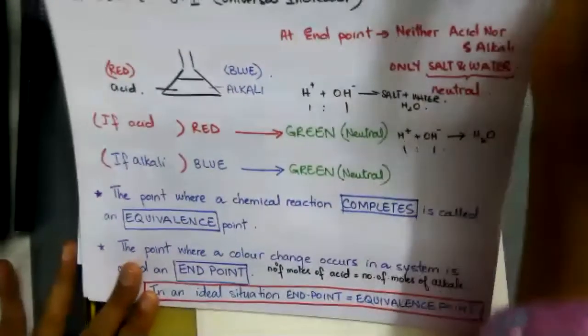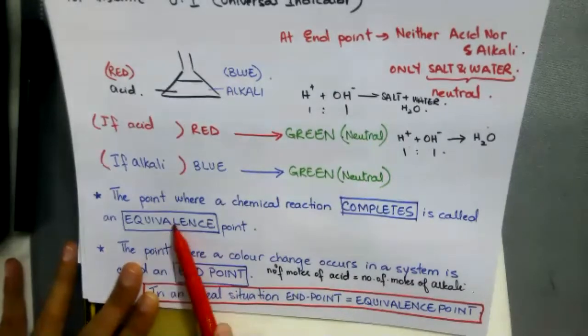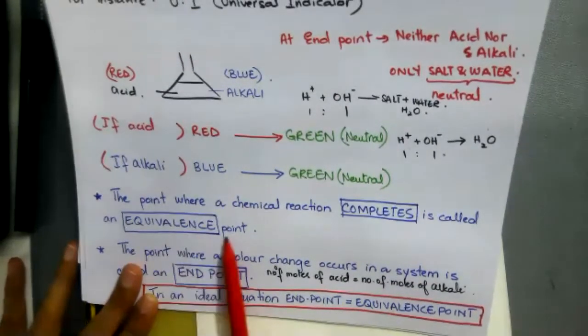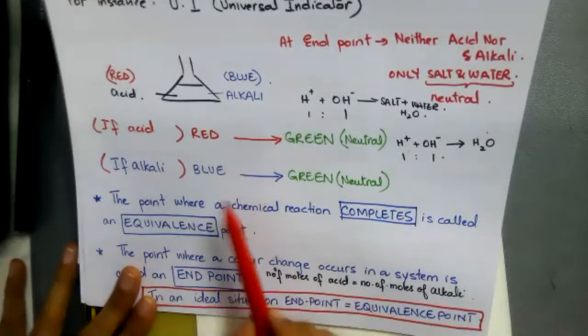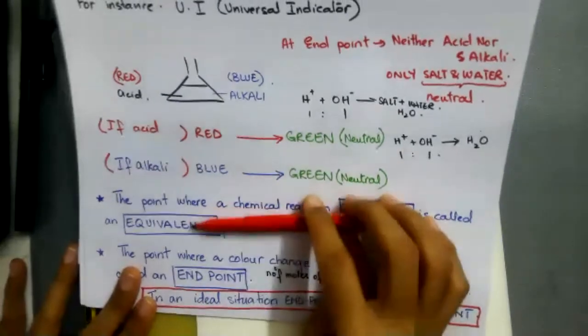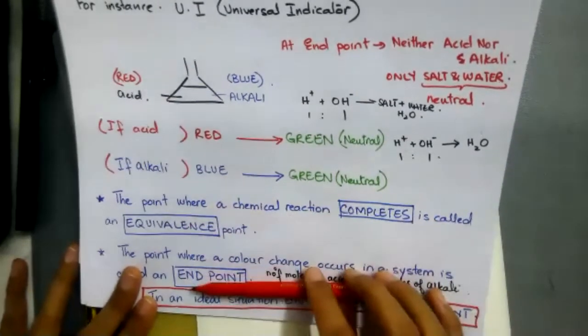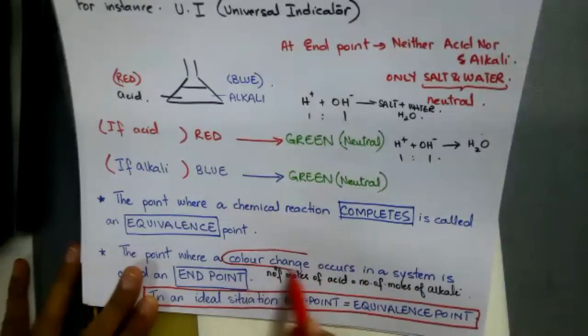So endpoint is where the color change occurs in a system. Now there's another term called equivalence point. Equivalence point is that point in a system where a chemical reaction is complete. It is not necessarily the same as the end point. So remember, end point has to do with color change.